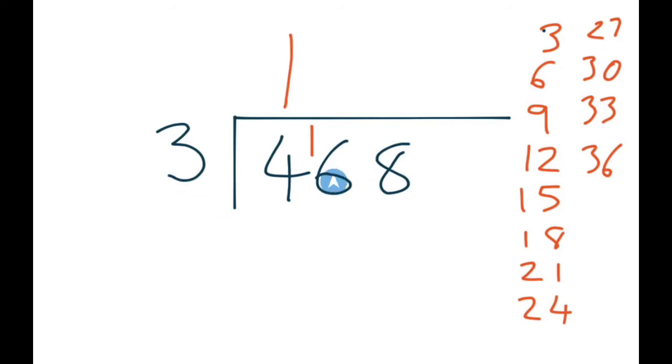How many times 3 goes into 16? 1, 2, 3, 4, 5. We can't get to 18. So we've used 15 of the 16. And that was 5 times. And we used 15 of the 16. So we've got 1 left to carry over.